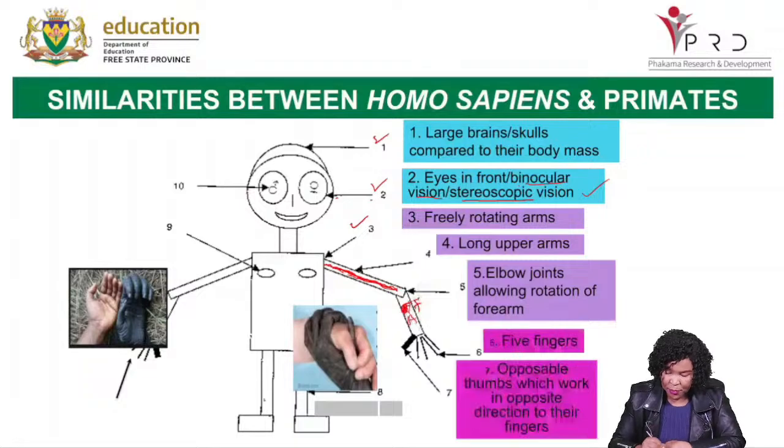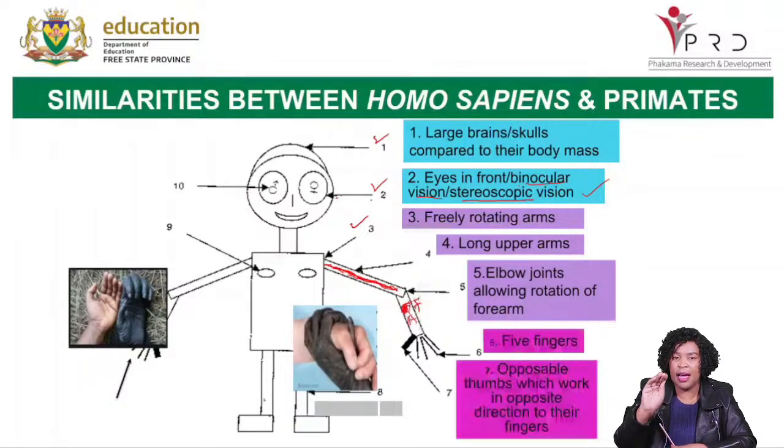Right. Then opposable thumb. Those 5 fingers have an opposable thumb. What do we mean by an opposable thumb? All Homo sapiens and African apes have a thumb that is working in an opposite direction to the rest of the fingers. So all 4 fingers are going down, but the thumb is going up. So you see, it is working in an opposite direction.